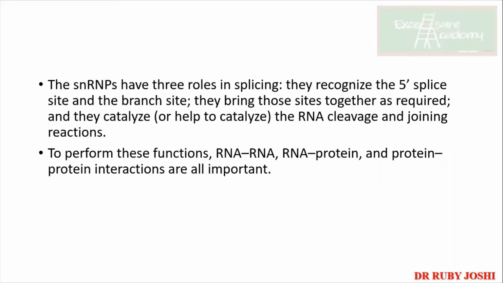They have 3 roles in splicing. First is to recognize the 5' splice site, the branch site, and the 3' site. In the meantime, they need to bring those sites together so that they can catalyze cleavage and joining reactions. To perform this function, they need RNA-RNA interactions between the pre-mRNA and the RNA of the spliceosome, RNA-protein interactions within the ribonucleoprotein, and protein-protein interactions, so that the protein part can carry out the catalytic cleavage and rejoining activity.